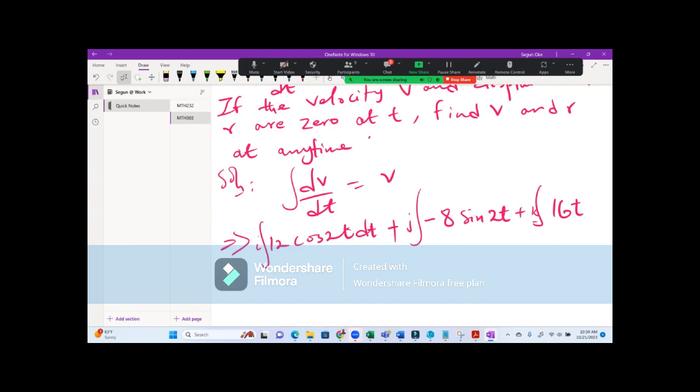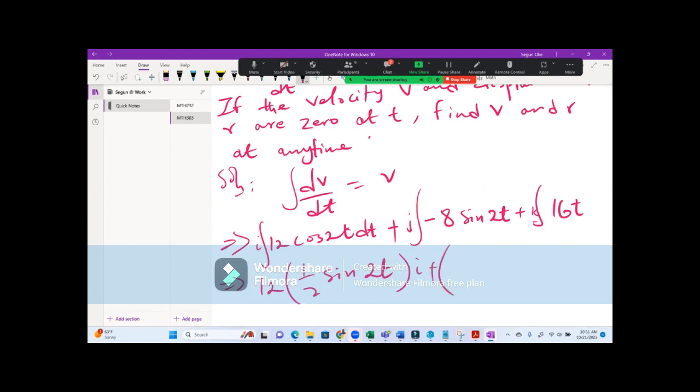Now, can we integrate this? When you integrate this with respect to t, we have, remember, 12 in this case is a constant. Just take it out. Now integrate what is inside. Anytime you integrate cos 2t, what do you have? You have 1 over 2 sine 2t. Check your book.